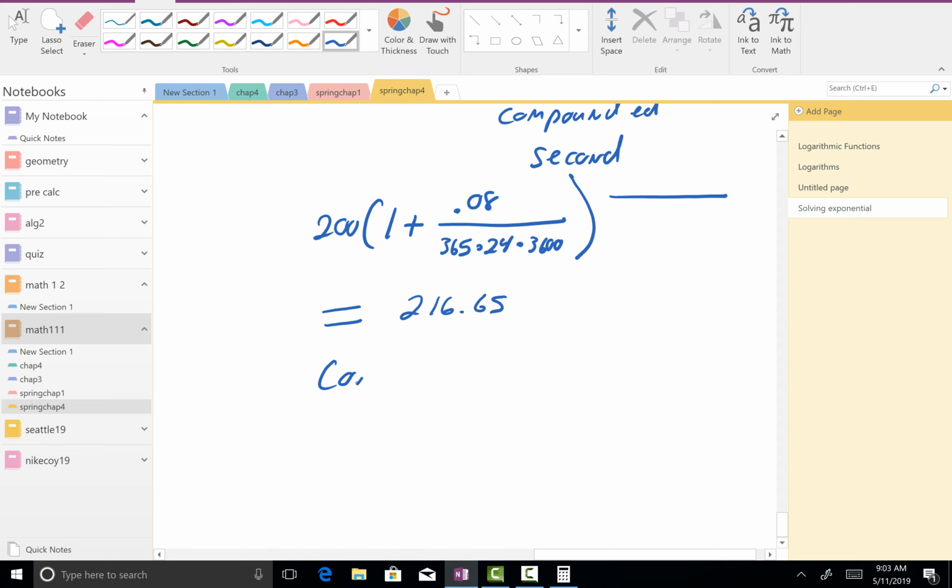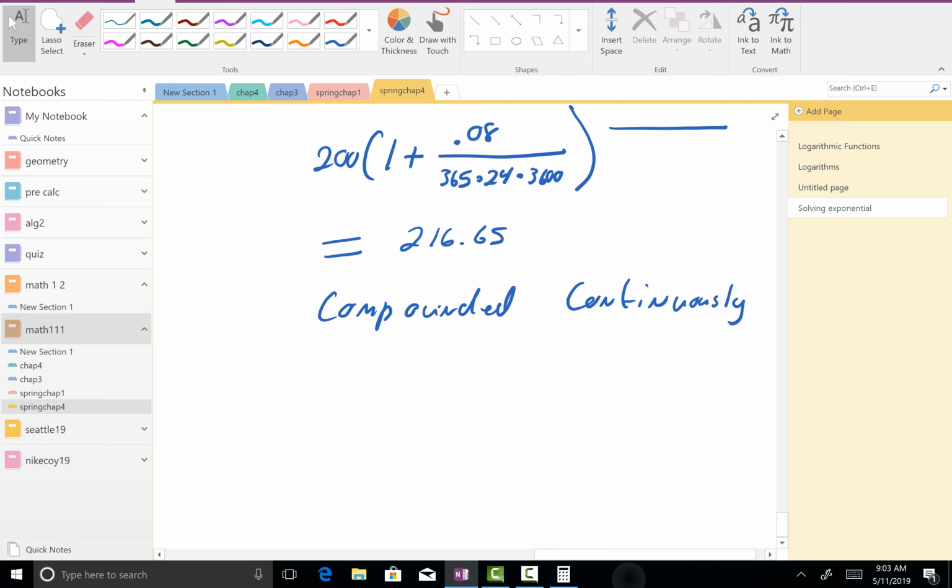So that's called compounded continuously. So when you see compounded continuously, then you're going to apply this formula. And back in the old days, we used to just call that PERT, because there was a shampoo named Pert. So it just kind of connected. So it's just PERT. So what does that mean?